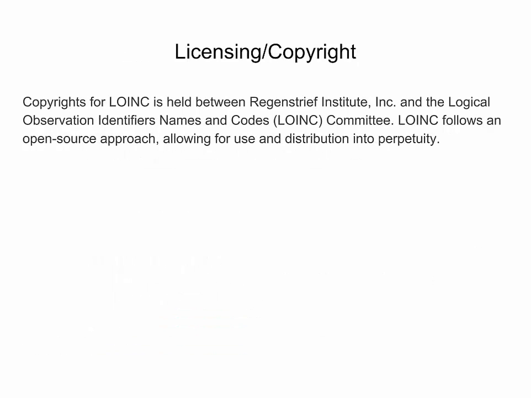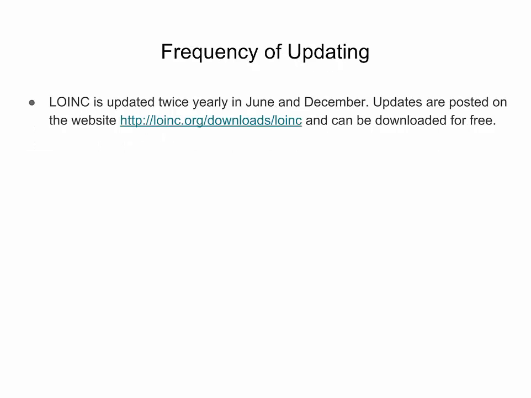The copyright for LOINC is held by the Regenstrief Institute and the Logical Observation Identifiers, Names, and Codes LOINC Committee. LOINC follows an open source approach allowing for use and distribution into perpetuity. LOINC is updated twice yearly, in June and in December. Updates are posted on the website, which is included here, and can be downloaded for free.